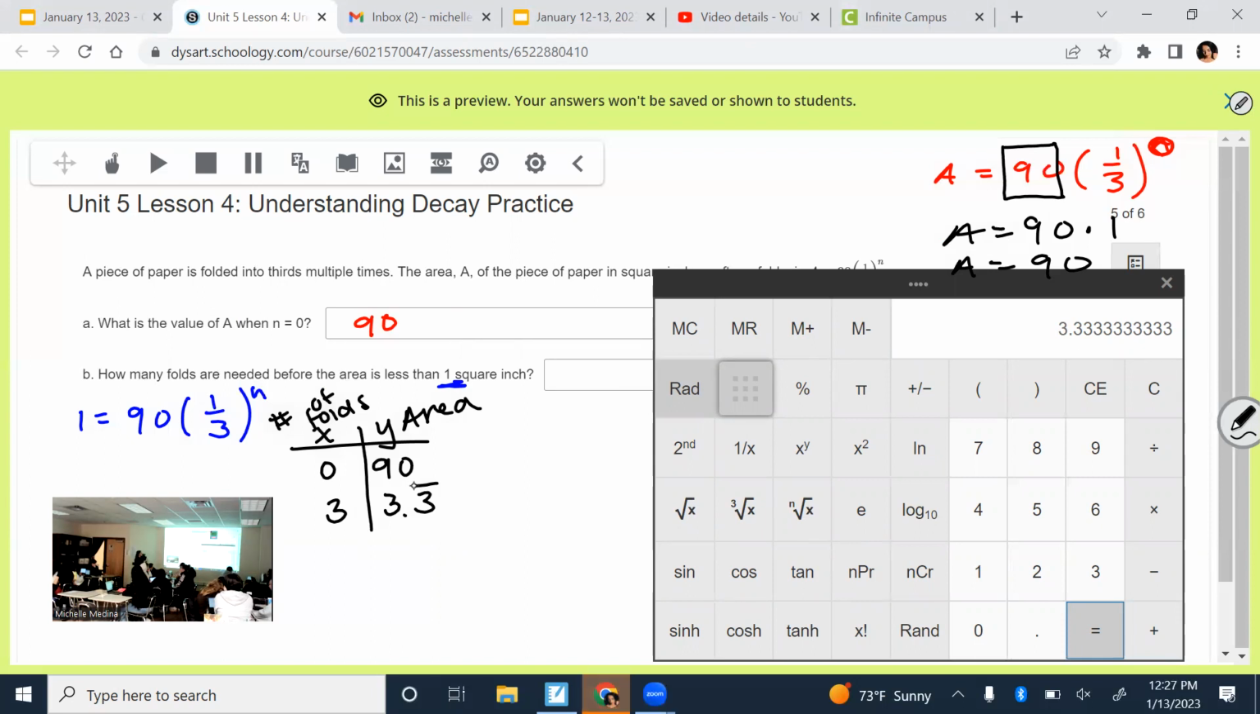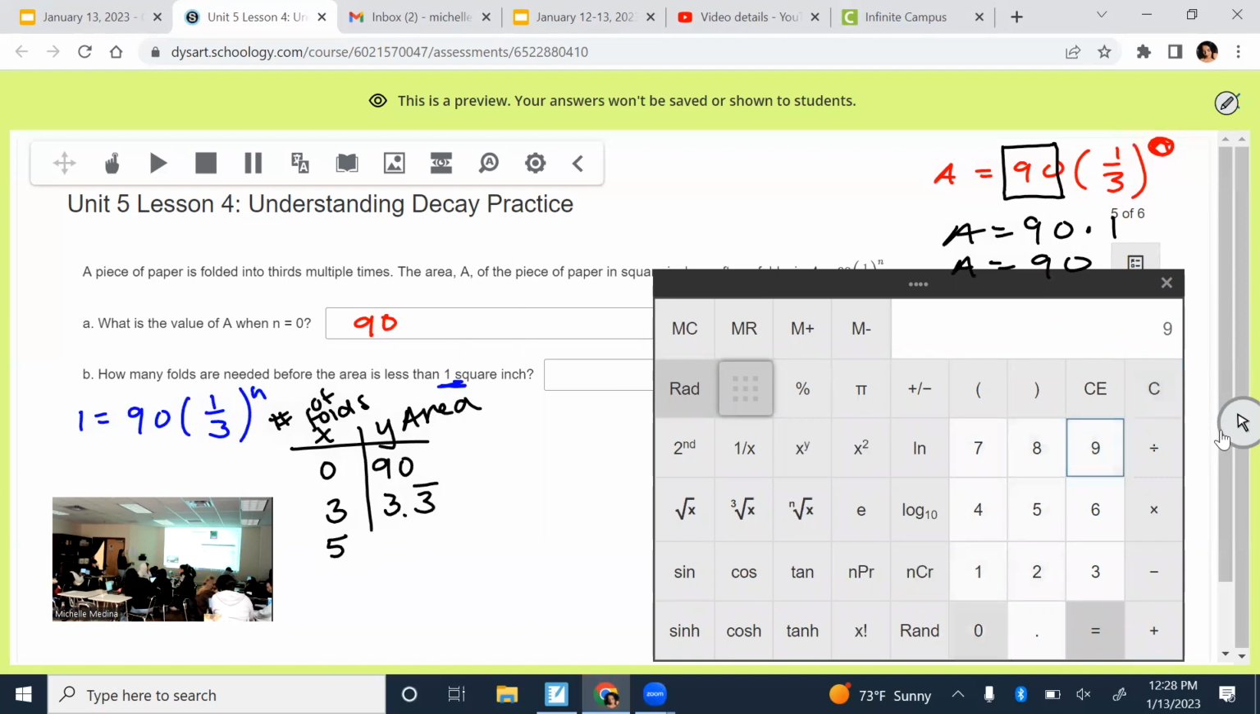Now, that's not less than 1 square inch, is it? So let's try something else. What else do you want to try? 5. Okay, let's try 5. So I wouldn't try 1 or 2 because those are in between the 90 and the 3, right? So that wouldn't give me my answer. Let's try 5 and see what we get.